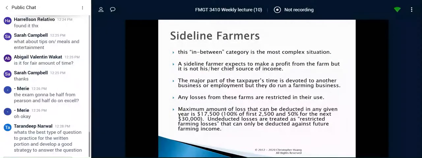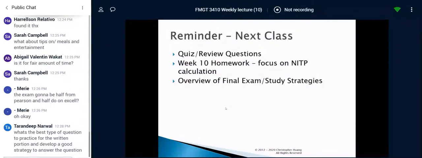Anything that you cannot deduct is considered what we call a restricted farm loss. And again, it's almost like a non-capital loss. You can only use those against income in other years. We call these non-deducted losses restricted farm losses. For the course, this is all we want you to worry about. We don't want to get you into too much detail. We just want to get you started. So that's the only thing you need to worry about for farm losses.